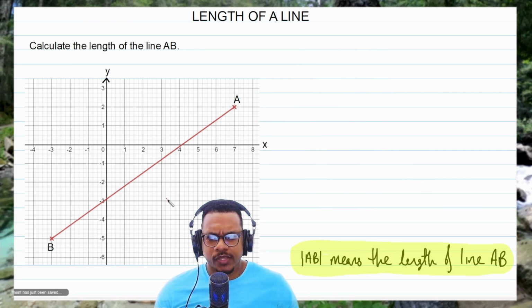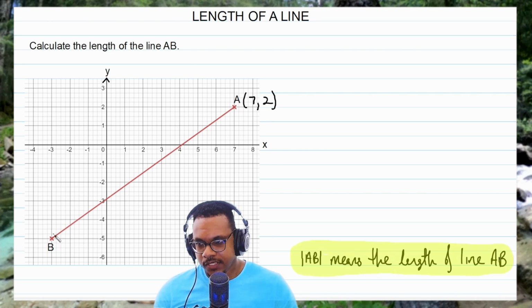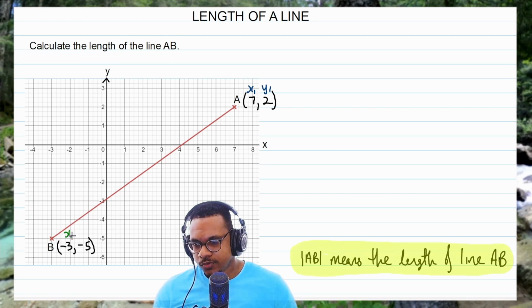Now we'd like to look at another way of finding the length of the line AB. This method is done by using the coordinates of A and B. If we look at the coordinates of A, we have 7 on the X and 2 on the Y. And the coordinates of B are -3 on the X and -5 on the Y. So I'll label the 7 X1 and the 2 Y1, and the -3 will be X2 and -5 will be Y2.